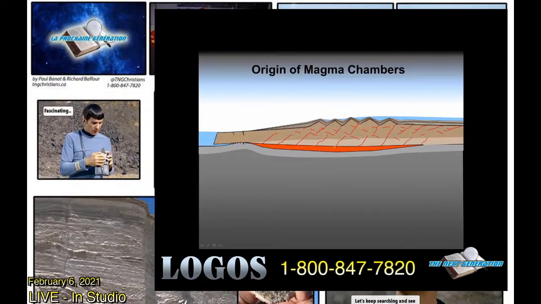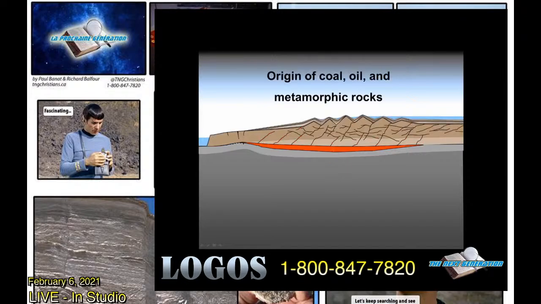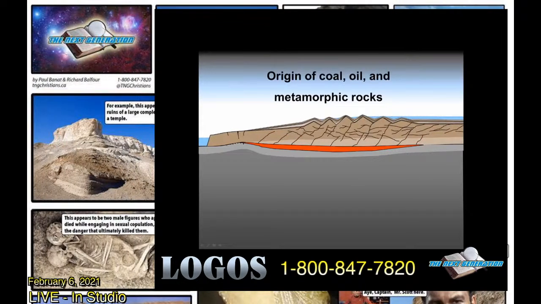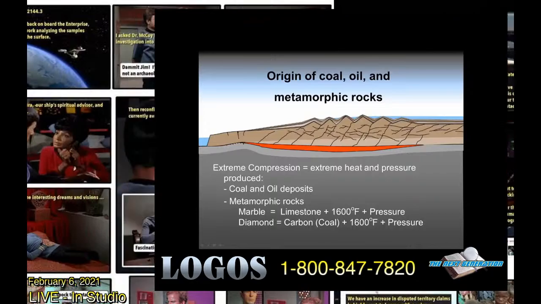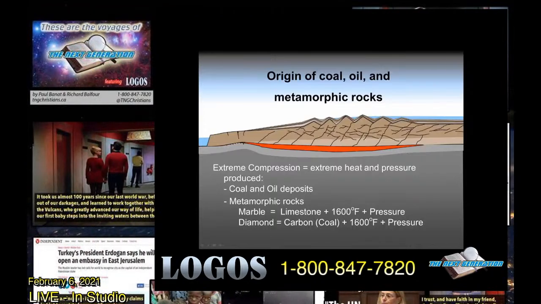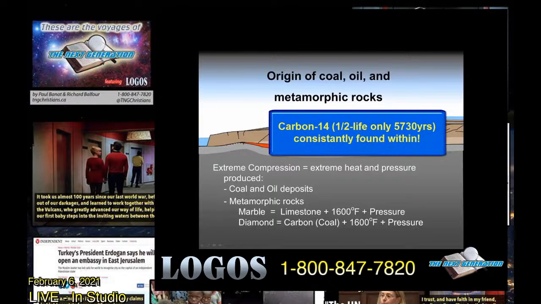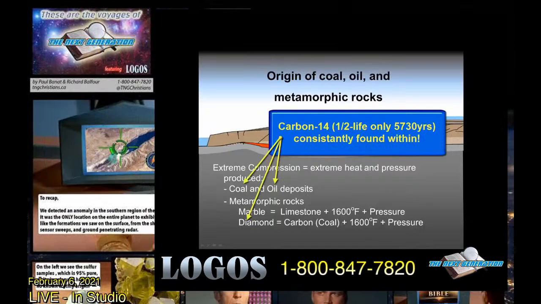Coal and oil deposits are viewed as the product of millions of years of evolution. However, multiple lab experiments show that these materials can be rapidly produced via extreme heat and pressure. Likewise, metamorphic rocks like marble and diamond form quickly under similar extremes. Carbon-14's rapid decay rate should yield extremely low, almost non-existent levels in these deposits if they're millions of years old. However, the consistent measurement of large concentrations of carbon-14 in coal, oil, and even diamonds is a glaring contradiction to the millions of years concept. This is rarely discussed.